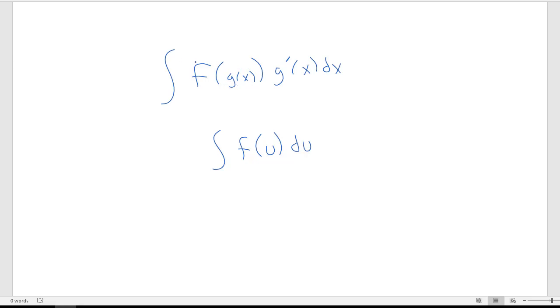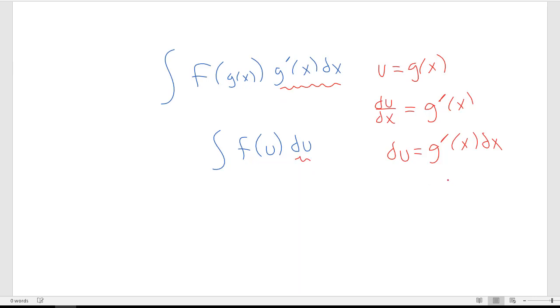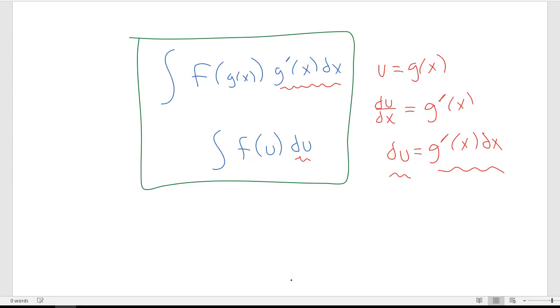What we're really doing here, if you notice, is taking the u variable and substituting it for the g of x. So my change of variable was to let u equal g of x. And then the derivative, if I do that, is g prime. So my du is g prime of x times dx. So this, g prime of x, is the du. This is the general statement of a U-substitution or a substitution rule.